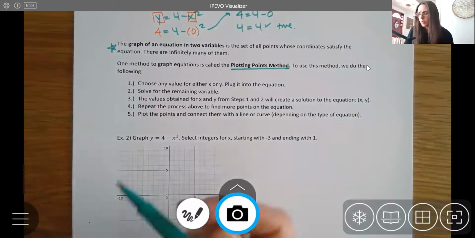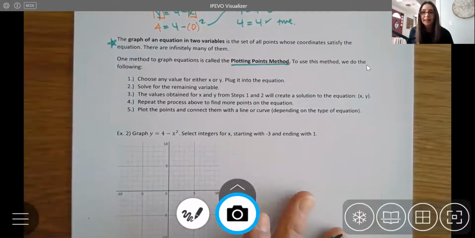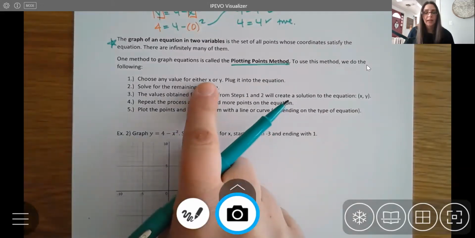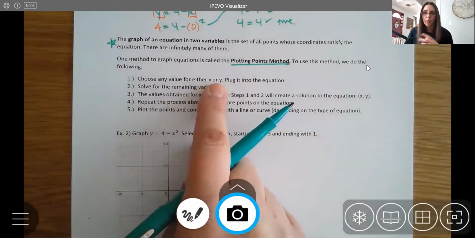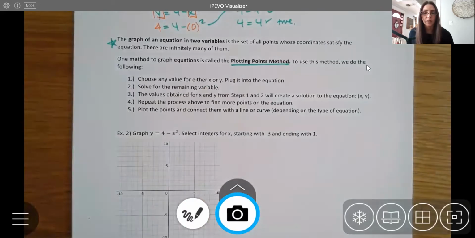So what you do is you choose any value for either x or y. In general, you could pick anything you want. Normally, we pick values that are smaller to make our life easy, but you could pick anything you want, and you're going to plug it into the equation. But you just pick one value. So either pick a value for x or pick a value for y, plug that into the equation. Then you're going to solve for the other variable using all the regular solving techniques that we've learned.